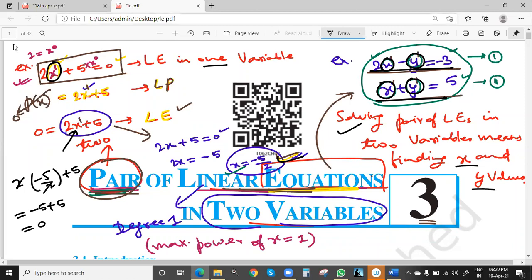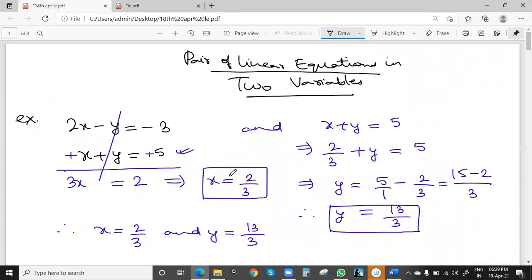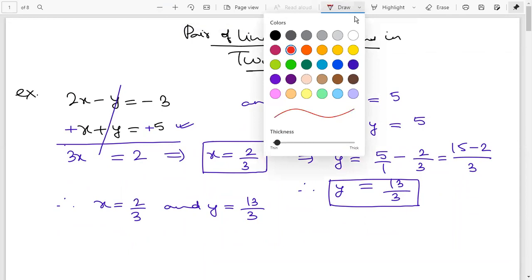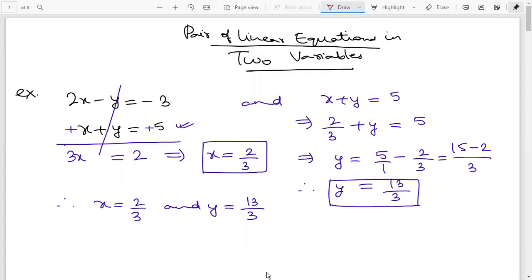So the same examples we have discussed here in our sheet. 2x minus y equal to minus 3, x plus y equal to 5. Solving means finding the values of x and y. So we can simply add these two equations. Adding these two equations, y will cancel out, and 3x, 2x plus x, 3x equal to 5 minus 3, 2. x will be equal to 2 by 3, correct.